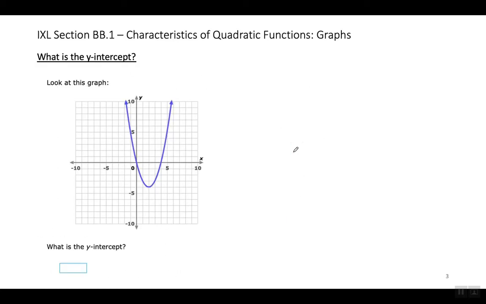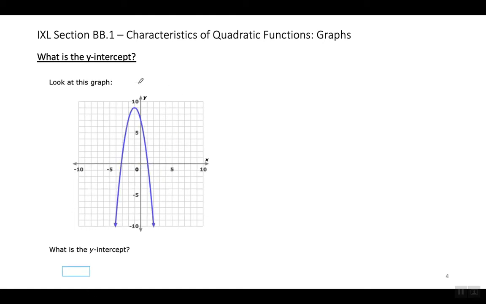Okay, let us continue. I have the questions that you're going to see in BB1 grouped under different categories. The first category that we're going to look at is, what is the y-intercept? All right, so this is very basic. Just look at the graph of the parabola and see, where does it cross the y-axis? What number is it on the y-axis? Right here where it's crossing the y-axis, it's 0. So the y-intercept is 0 for this one.